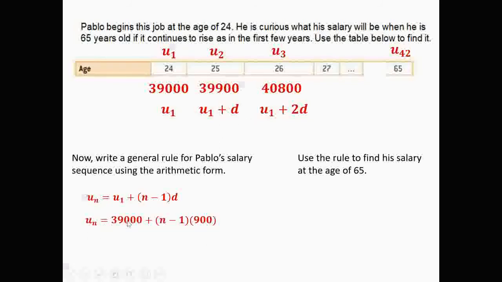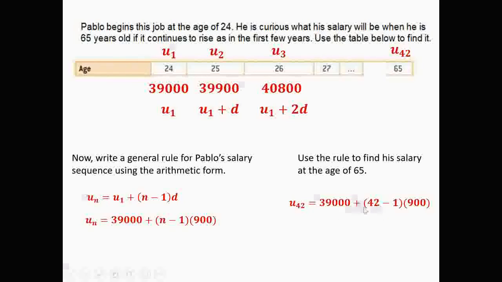Okay, so Un equals 39,000, his starting salary, plus some number of jumps of 900, because it goes up by 900. That's our common difference every year. Now we want to specifically find out what happens at age 65, right? We just figured out age 65 is U42. So for U42, we put it into this rule here, where n is replaced by 42 now.